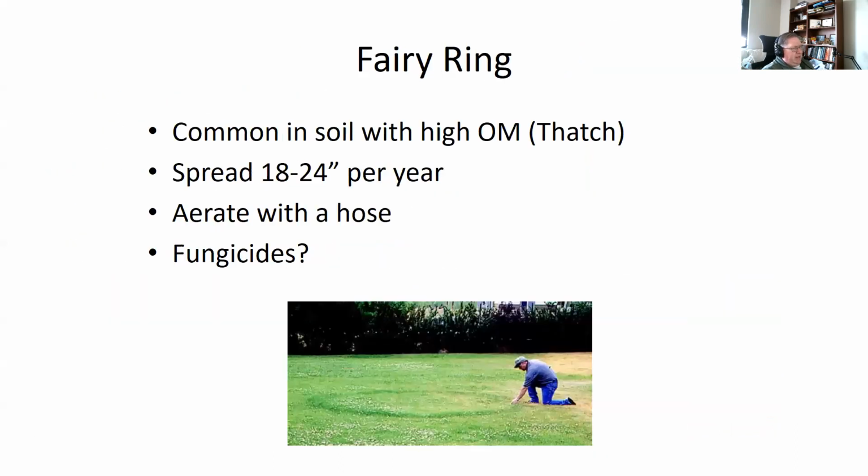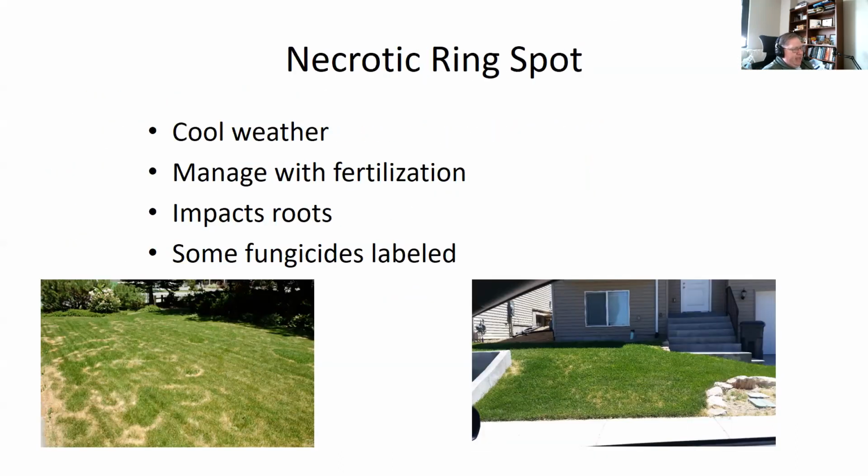The ideal time to use a fungicide for both summer patch and necrotic ring spot is in the spring when temperatures are consistently around 70 degrees. The reason for this is that that is the time where the fungi are the most susceptible to being killed. So later on in the summer and in the fall, you can suppress it, but that's just your best timing.